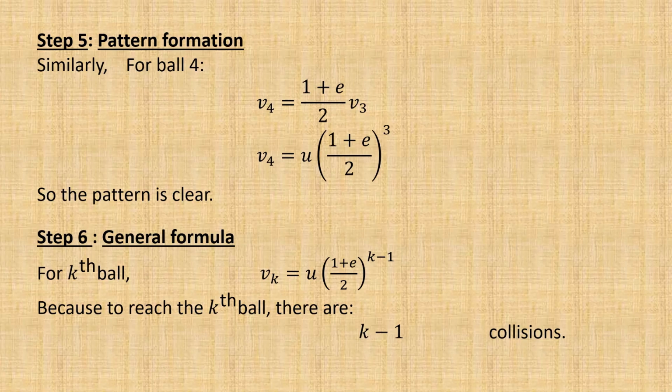For ball 4, applying the same logic, that is v4 is equal to (1 plus E) upon 2 times v3, and after substituting the value of v3 we get v4 is equal to u times the cube of (1 plus E) upon 2. So here the pattern is clear, and based on it we get a general formula for the kth ball, that is vk is equal to u times ((1 plus E) upon 2) to the power k minus 1, because to reach the kth ball there are k minus 1 collisions, so the power of k minus 1 is very logical.